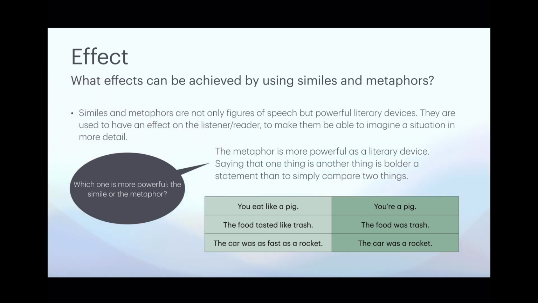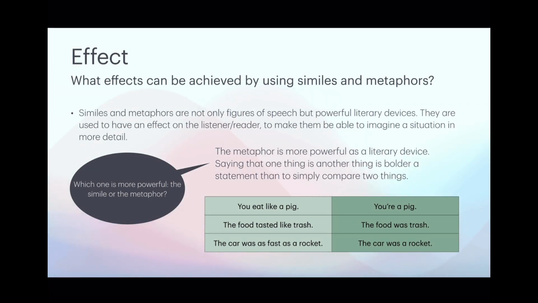Let's look at the next one. The food tasted like trash, or the food was trash. Well, of course, again, the metaphor is more powerful. And then the car was as fast as a rocket compared to the car was a rocket. Of course, you can feel the difference in the weight these sentences carry.